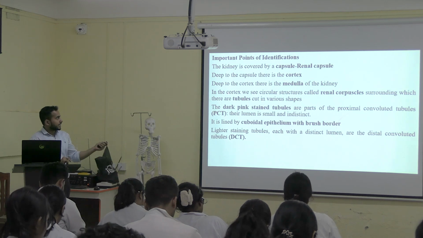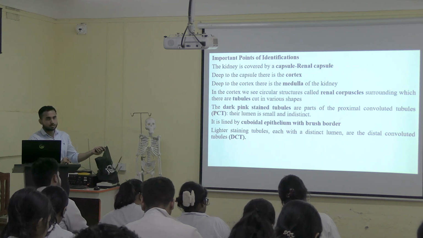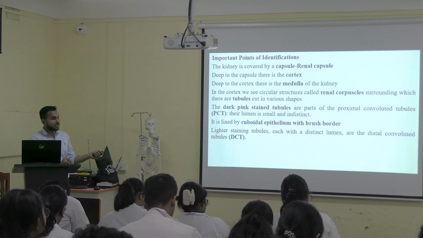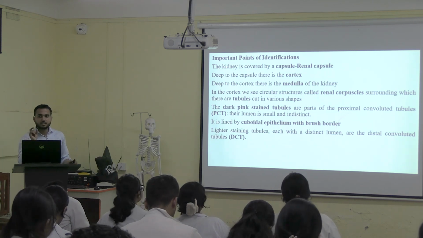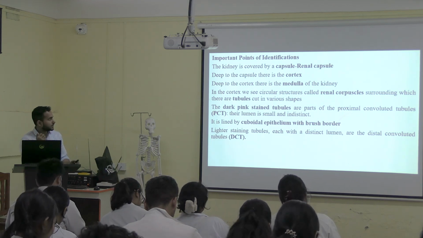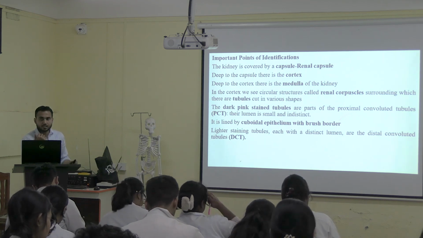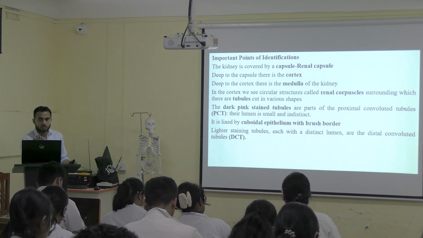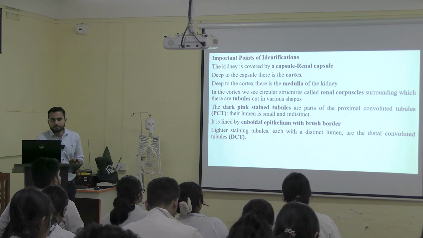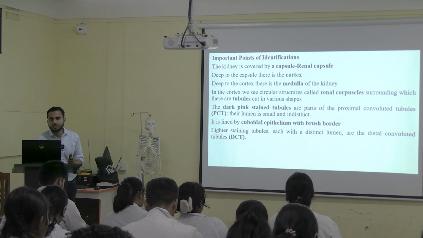Now if you see the cortex, mainly we are getting a circular structure. These are called renal corpuscles, surrounding which there are tubules cut in various shapes. That means especially in the cortex we are getting renal corpuscles, and along with that various tubules which are cut in various shapes. That means you can see TS, you can see LS of the various tubes. Now which type of tubes can you expect to see in the renal cortex? These are PCT and DCT.